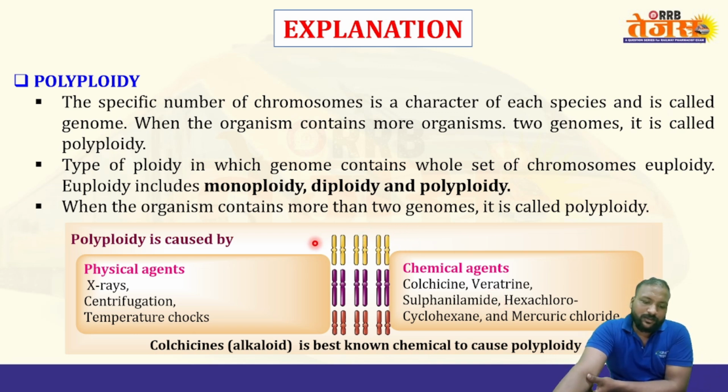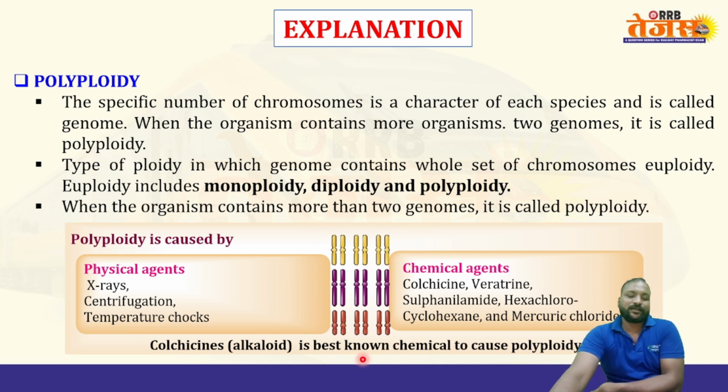So these are all representing polyploidy. Three sets are there.